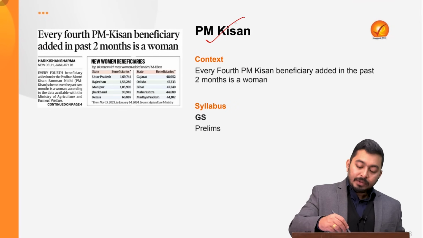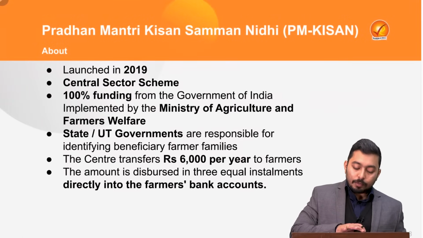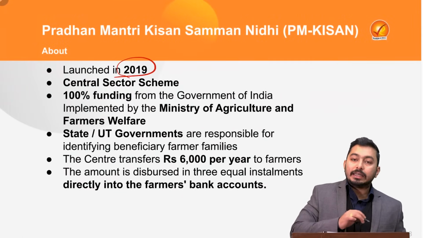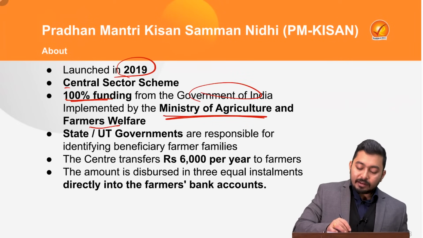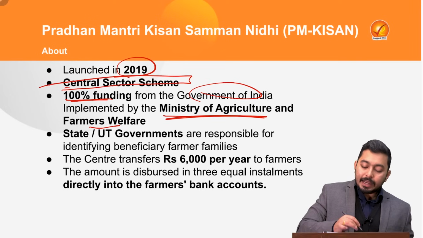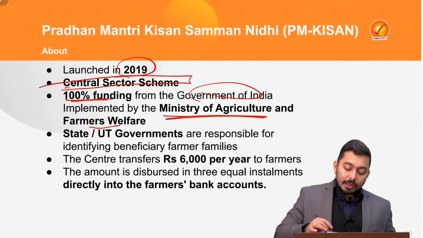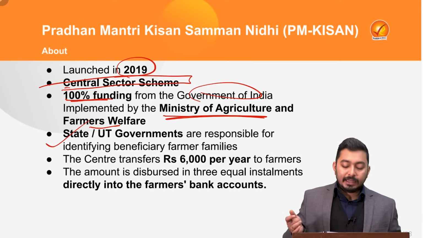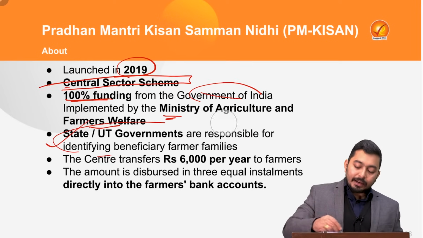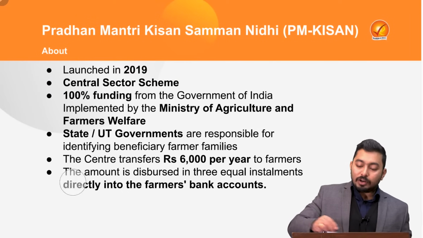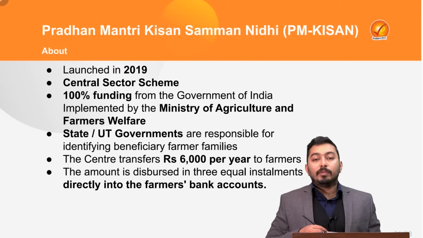Let's look at PM Kisan. Now this is related to your prelims. So it was launched in 2019 and it is 100% funded by the Government of India, works under the Ministry of Agriculture and Farmer Welfare, and it is a CSS central sector scheme. Now the state will have to do only one thing, they will have to identify the beneficiary. Now this was creating a lot of problems because a lot of beneficiaries were not given, wrongful beneficiaries were given.